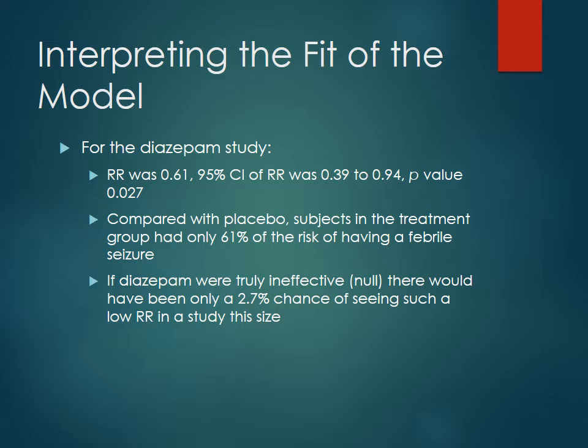And you can look at the confidence interval there, which ranges between 0.39 and 0.94. Because that does not include 1, right, because it's a proportion, then we would say that yes, that would be significant. And here you can see the p-value is 0.027. So again, compared to the placebo group, subjects in the treatment group had only 61% risk of having a febrile seizure, and at that point you can reject the null hypothesis that there's no difference in the incidence of febrile seizures in patients getting diazepam versus not. Now, of course, that was a study done back in '93, and nowadays we don't really do prophylaxis. We don't typically give seizure meds for febrile seizures, but you'll learn about that in neurology.